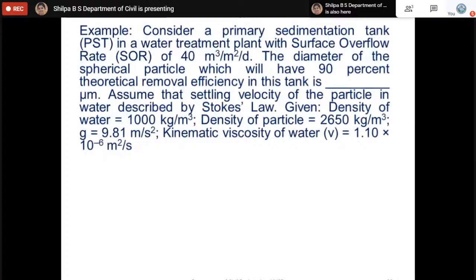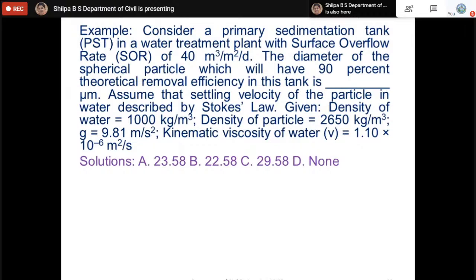So one more example. Consider a primary sedimentation tank in water treatment with the surface overflow rate as 40, and the diameter of the spherical particle removal efficiency is 90%. And they have also given to assume the density of water, the particle specific gravity, and the kinematic viscosity, which is almost similar to the previous example.